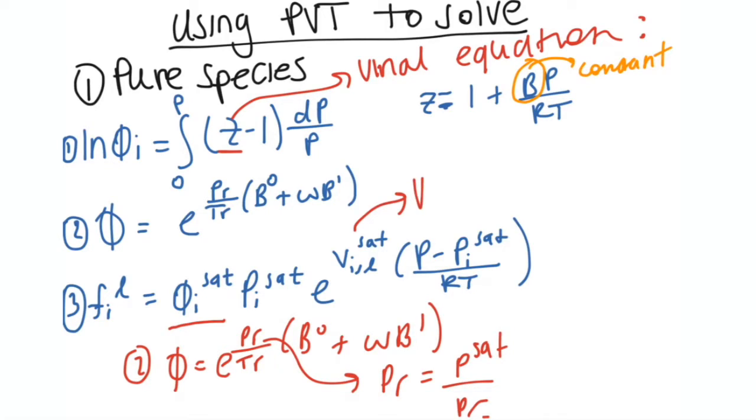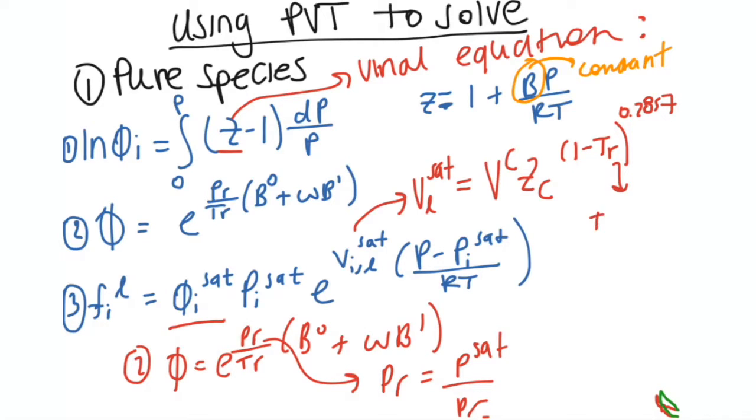It says that VL sat of the species is equal to V critical times Z critical to the power of 1 minus T reduced, then that to the power of 0.2857. Okay? So basically all you're going to need here is your T to get your T reduced, okay? So I'll write it again. T reduced equal to T over T critical.